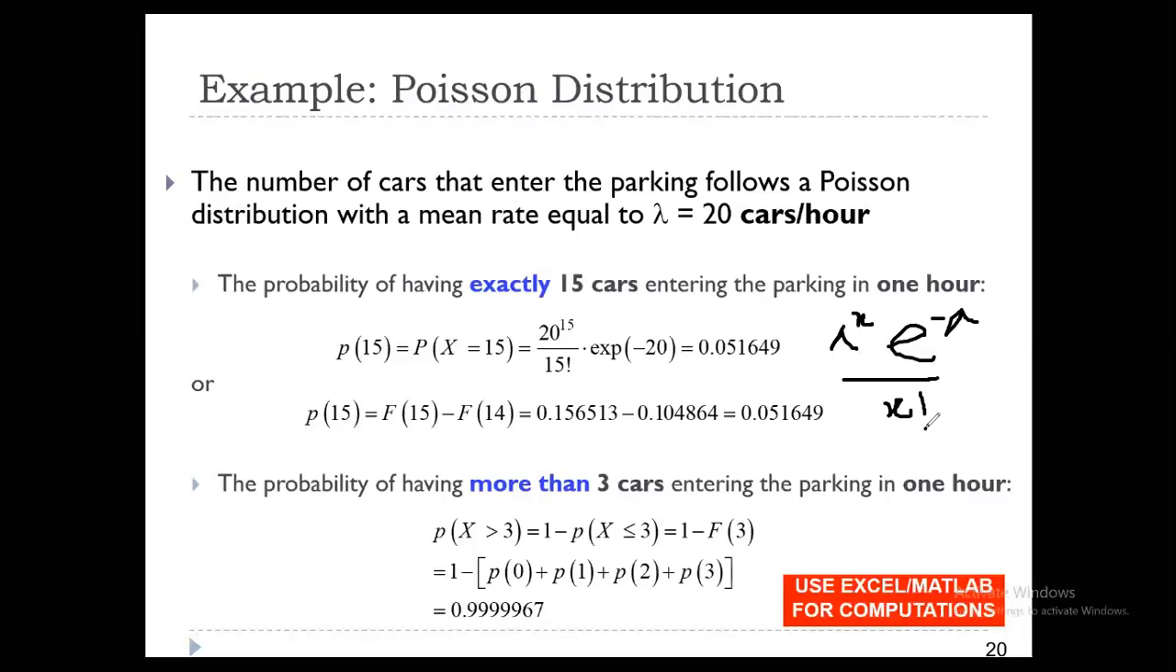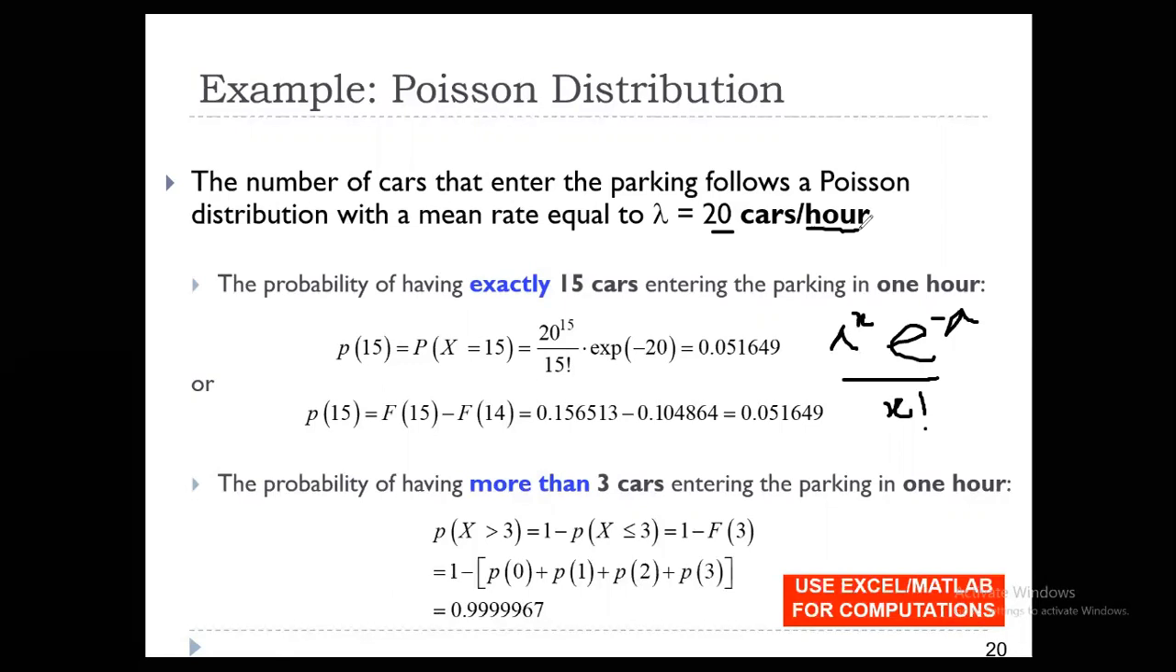E is the exponential value, okay? E is the exponential value, not raised to the power. So we are having the exponential value. Here, lambda has been provided as 20 cars per hour. I'm sure you would have verified that solution by now.